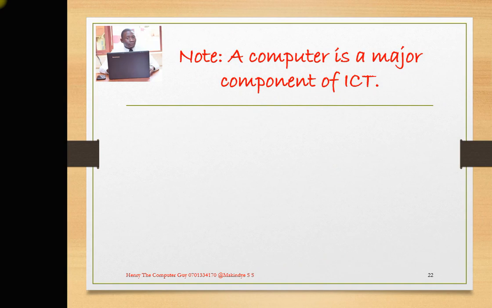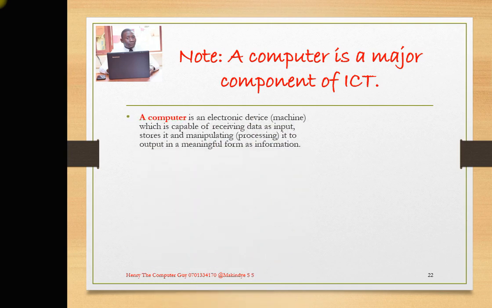Actually, not until when you talk about a computer, some people will not understand what ICT is all about. So we are going to be looking at the major component of ICT, and that is a computer. What is a computer? A computer is an electronic device or machine that is capable of receiving data as input. It will store it and manipulate it or process it to something that has a meaning, then gives it out in a meaningful form called information.